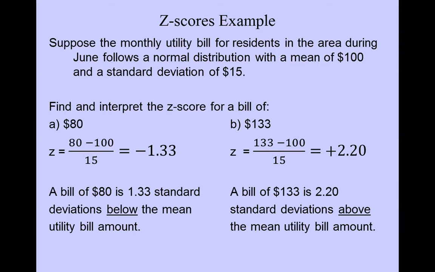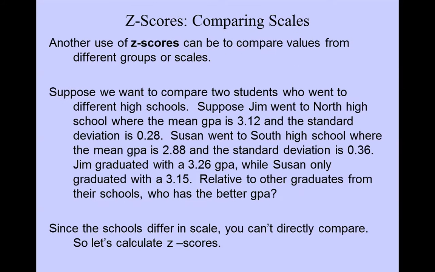A bill of $80 is 1.33 standard deviations below the mean utility bill amount. A bill of $133 is 2.20 standard deviations above the mean utility bill amount. Z-scores comparing scales. Another use of z-scores can be to compare values from different groups or locations or scales. Suppose we want to compare two students who went to different high schools.